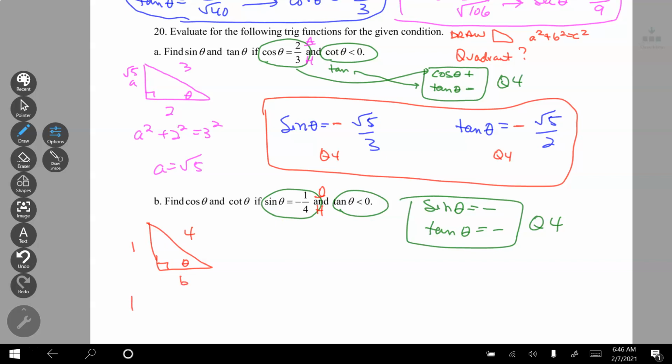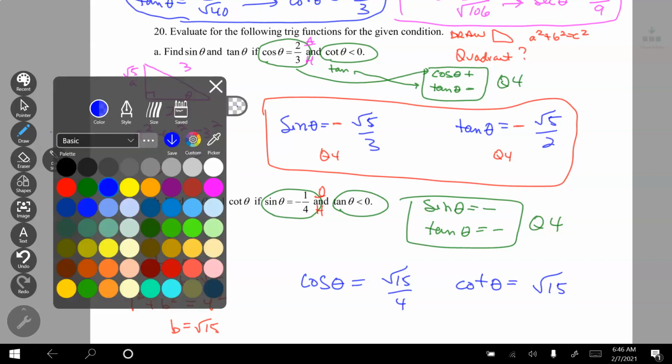This is side B. 1 squared plus b squared is equal to 4 squared. 4 squared minus 1 squared, I'm going to get b is equal to the square root of 15. So this is square root of 15. And I have to find cosine of theta. I have to find cotangent of theta. Well, cosine is adjacent over hypotenuse, radical 15 over 4. Cotangent is flipped of tangent, so tangent is opposite over adjacent, so cotangent is adjacent over opposite, which is radical 15 over 1. I'm not going to write the over 1.